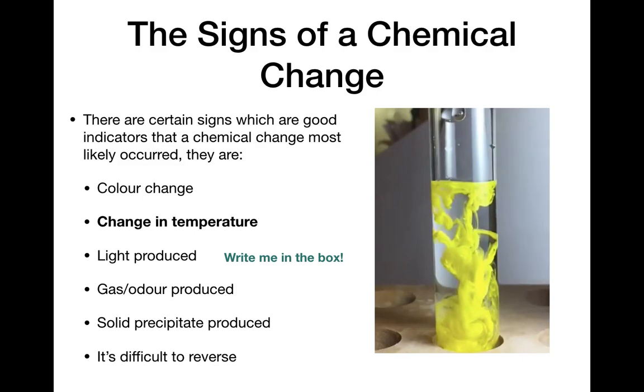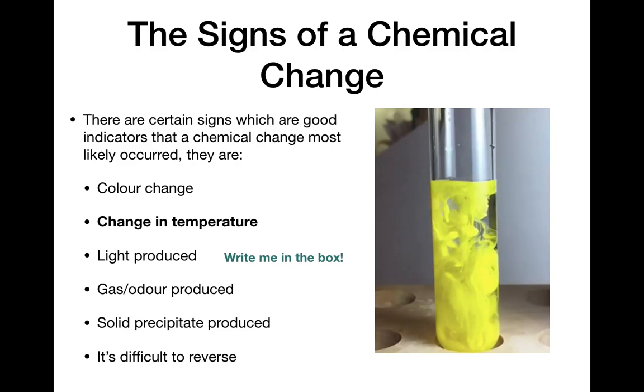Okay, there's a precipitate formed. That yellow is actually a solid. It's where you mix the two liquids together, and so it's sinking down to the bottom. It's being kind of mixed up because the drop's falling down, but if you leave it, it will all sink at the bottom of that test tube. And that's so difficult to reverse.